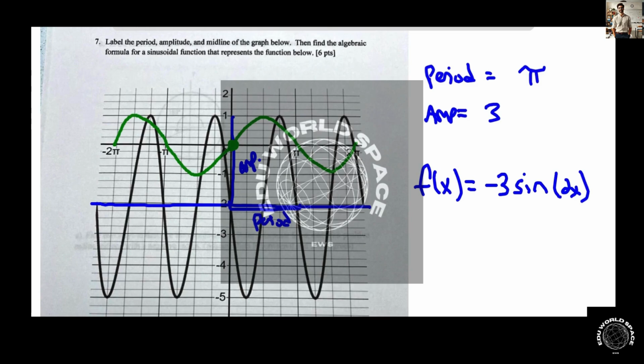We could check it in a calculator if needed. I think you'll find a match, once you shift the baseline down, which I neglected to do yet. You have to shift that down 2, and down 2 would be just a -2 at the end. So the final answer is -3 sine 2x minus 2.